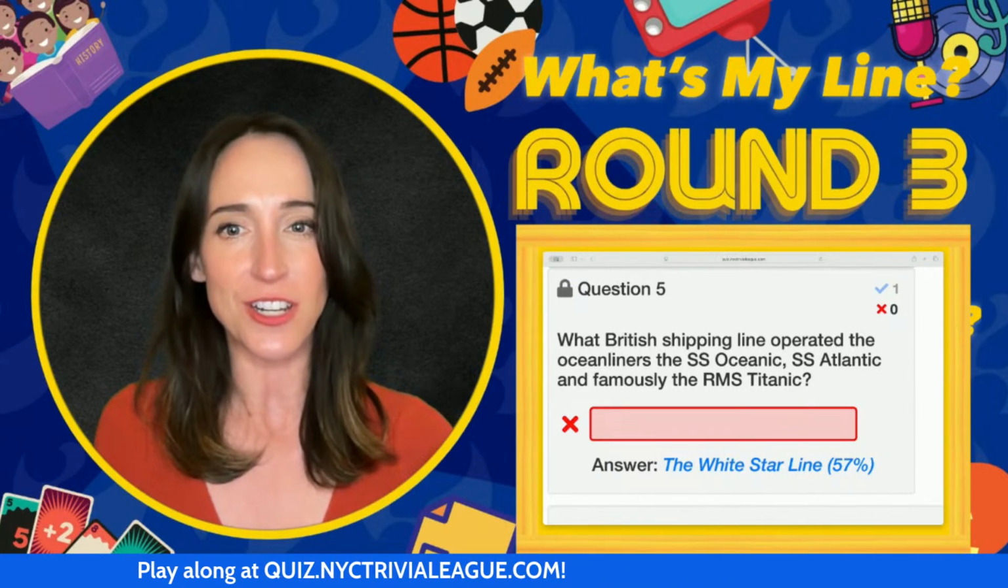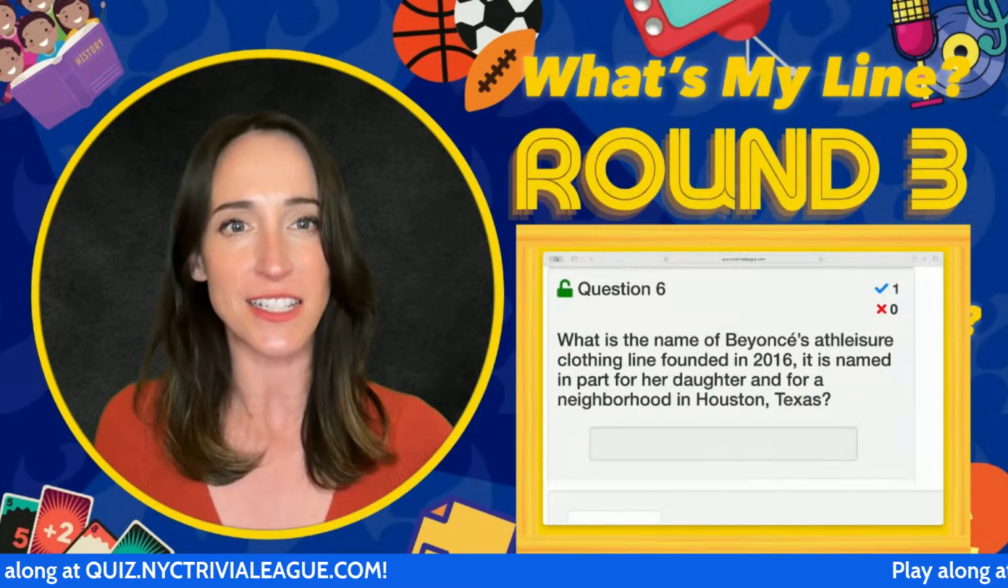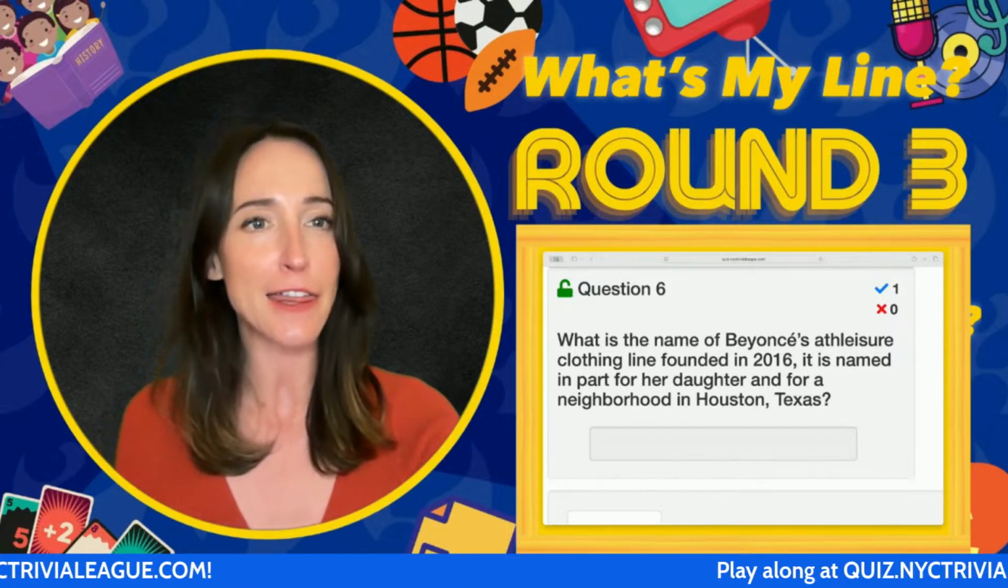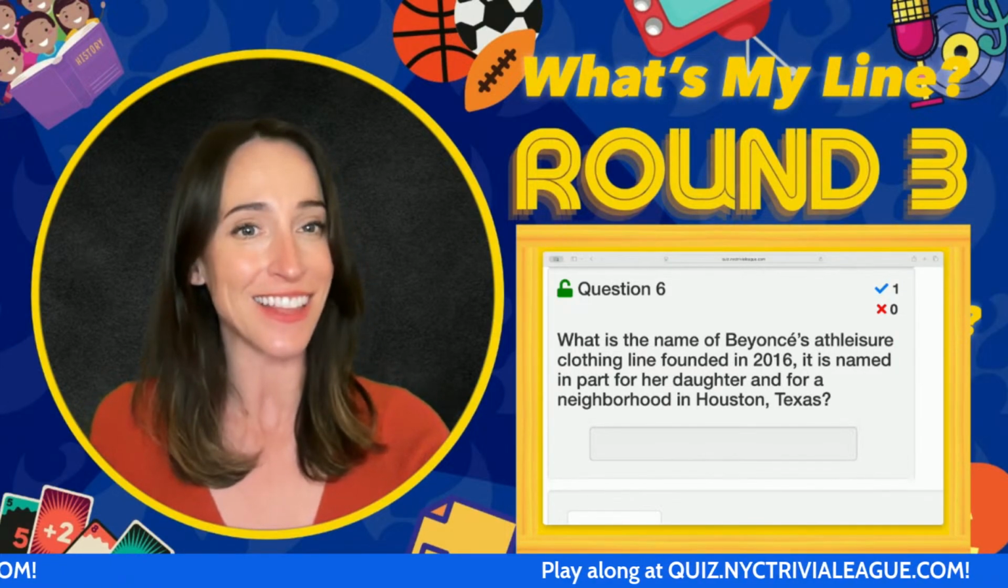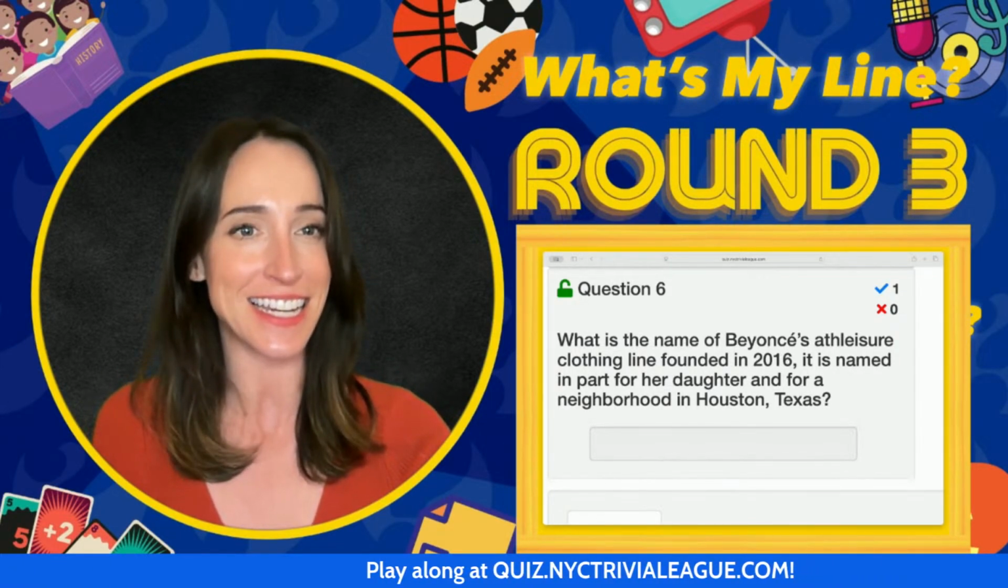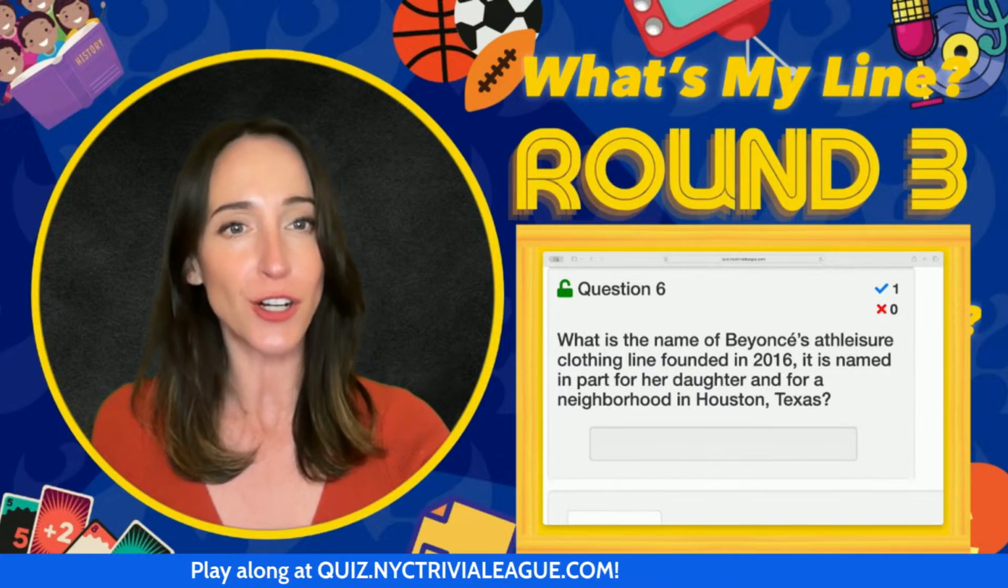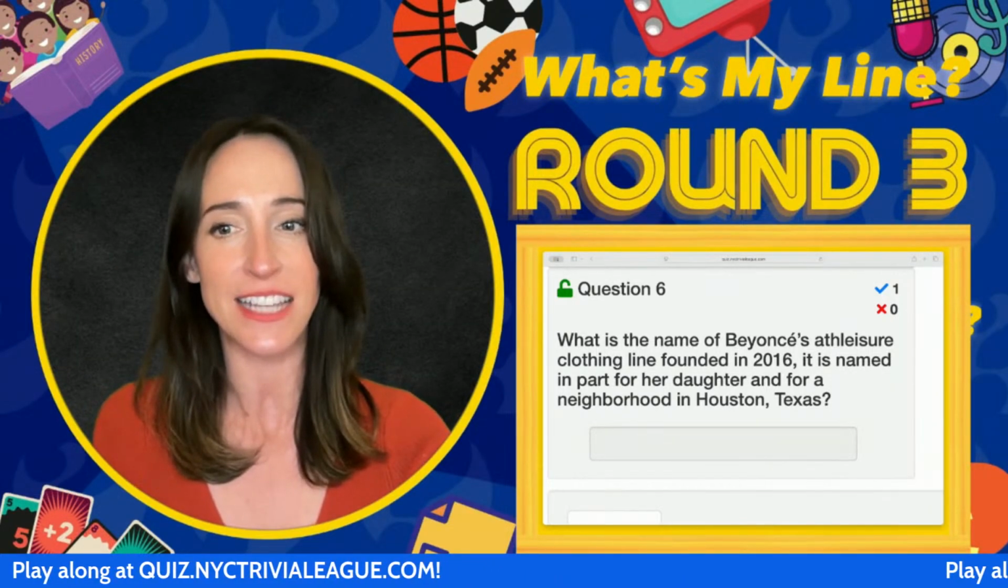Our next question in round number 3, question 6. What is the name of Beyonce's athleisure clothing line founded in 2016? It is named in part for her daughter and for a neighborhood in Houston, Texas.